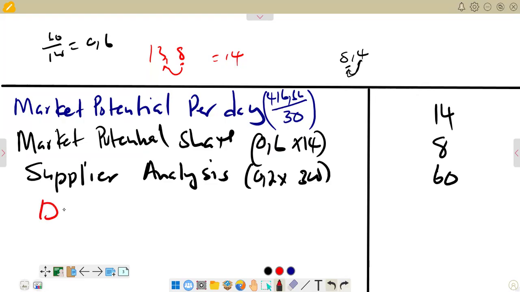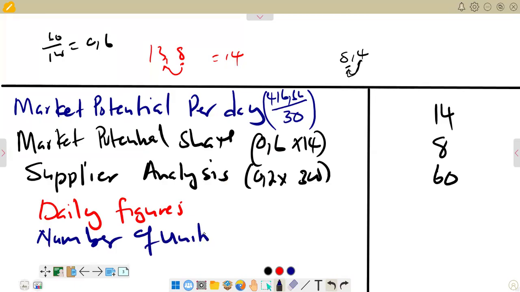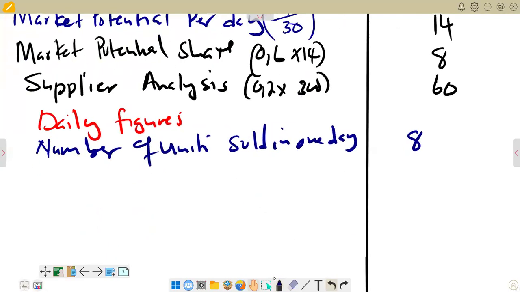So here we have our daily figures. On our daily figures, we are going to start with the number of units sold in one day. The market potential share that we are given here is 8, so we're just going to put our 8 there. And then we see what we can put beneath that.